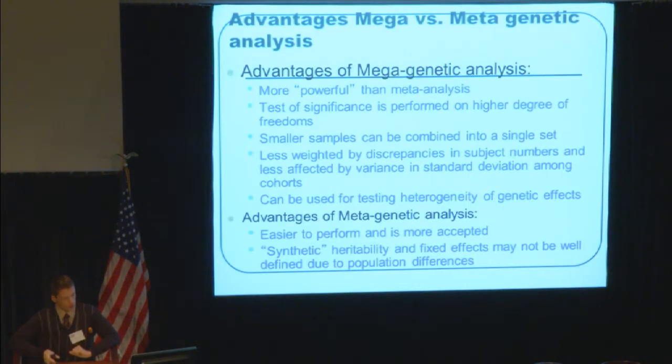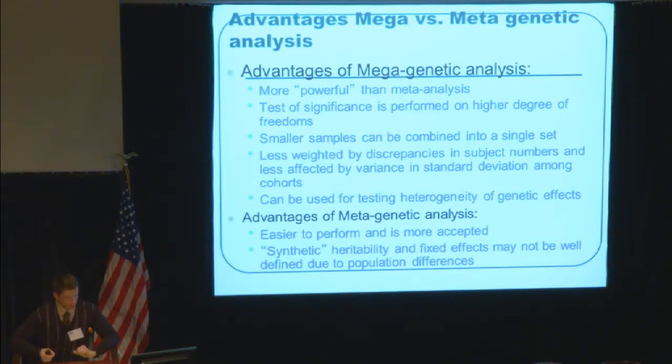So the advantage of the mega-analysis is that it is more powerful in terms of the number of preserved degrees of freedom than meta-analysis. And that means that the test of significance is performed on a much higher number of degrees of freedom. And that's, of course, done by combining smaller samples into a single superset, or super pedigree.